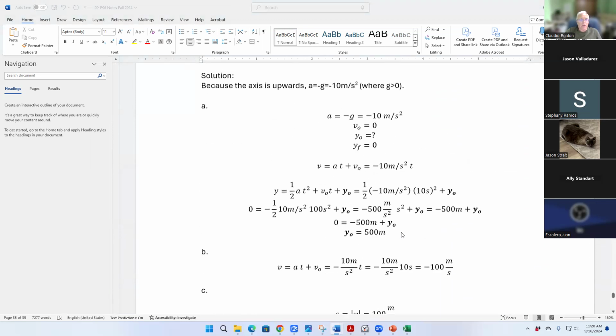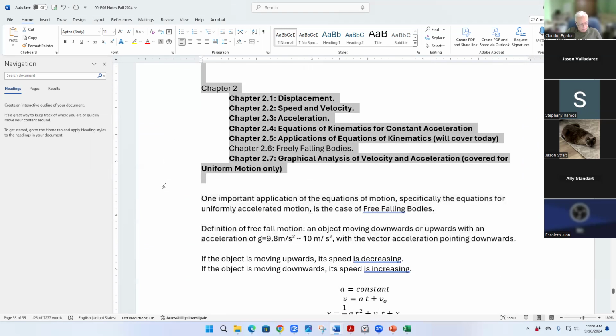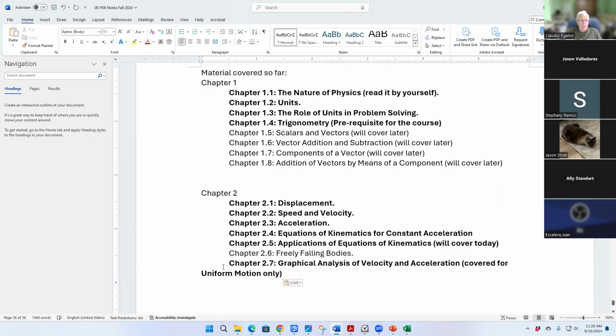And now we are going back here. Material covered so far, really falling bodies. So now we covered everything in Chapter 2, including uniformly accelerated motion. We can erase this guy here. It's not applicable. Prerequisite for the course, yeah. So chapter 2 is done, and we're going to start with this section now.